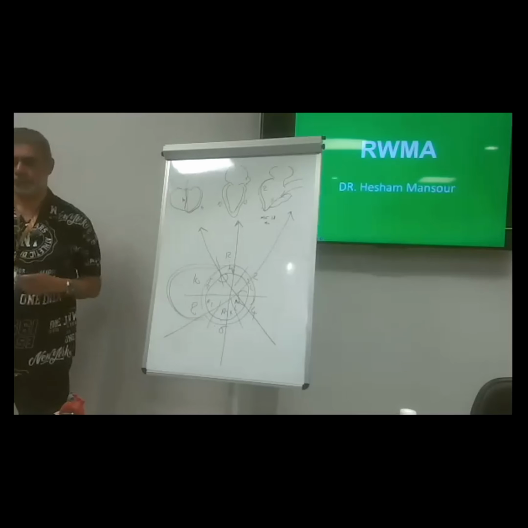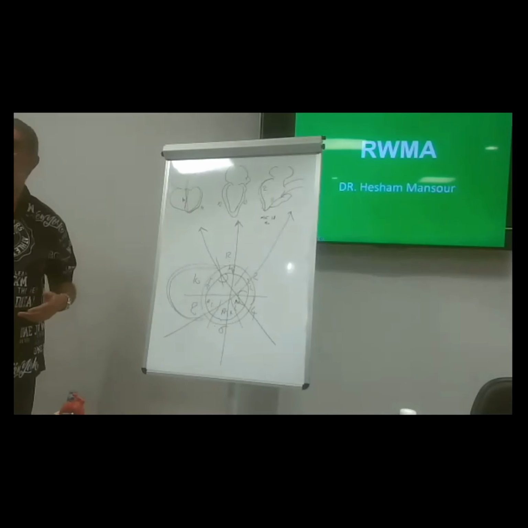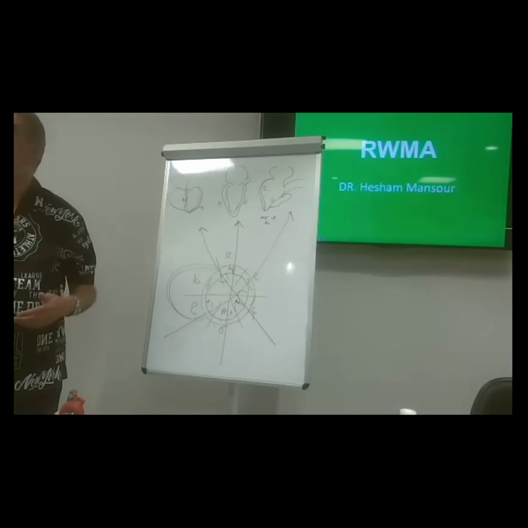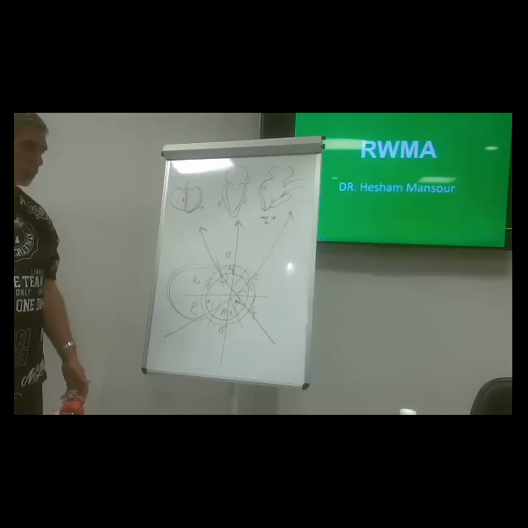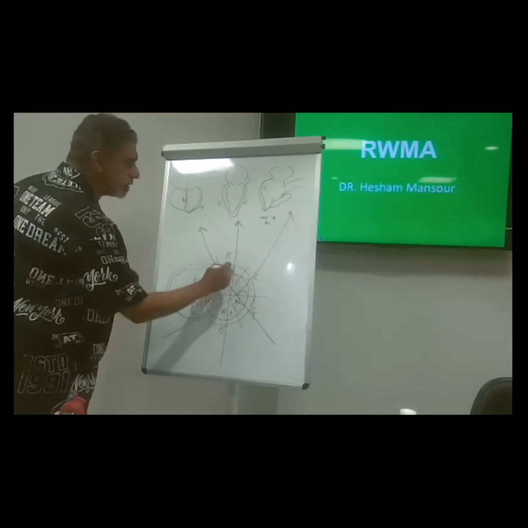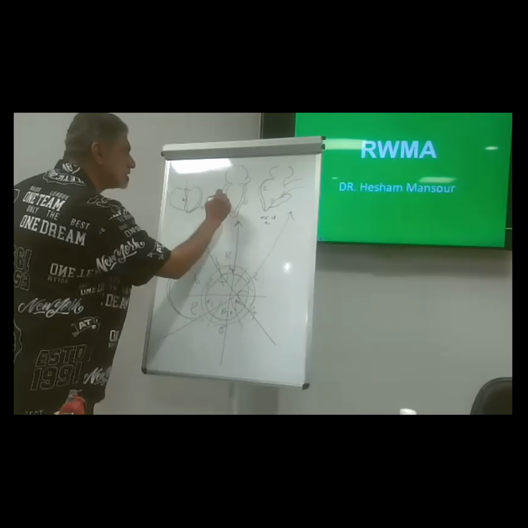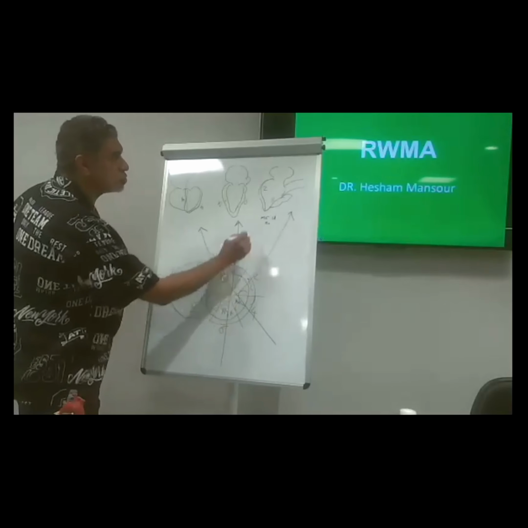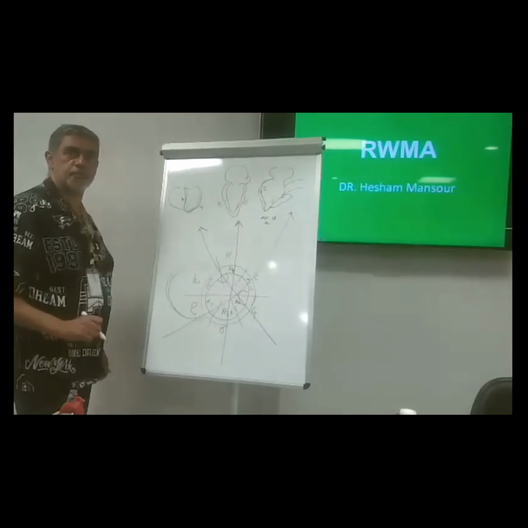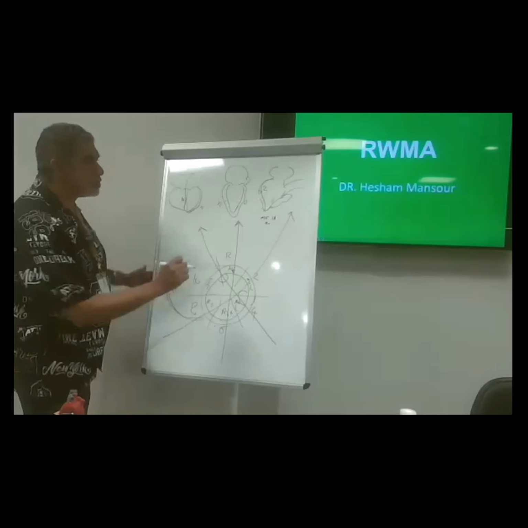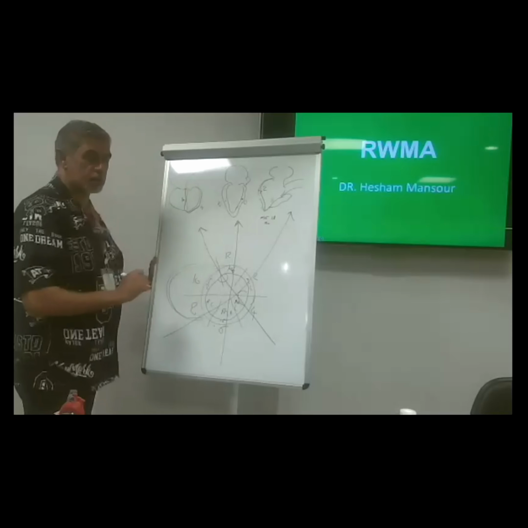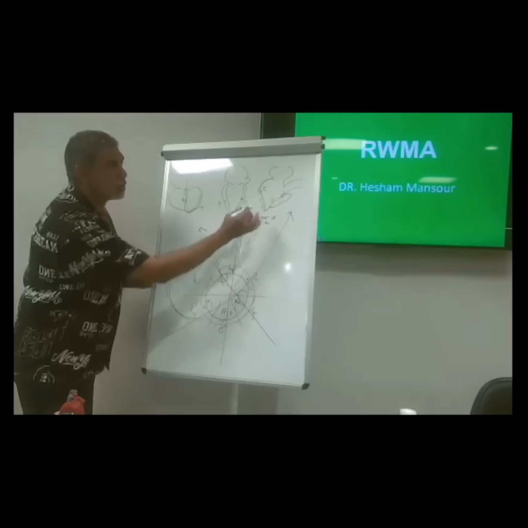Why? Because to diagnose wall motion abnormalities, you have to check it in two views at least, not from a single view. So if you saw hypokinesia here, you should see it here. If you see hypokinesia here, confirm it here.